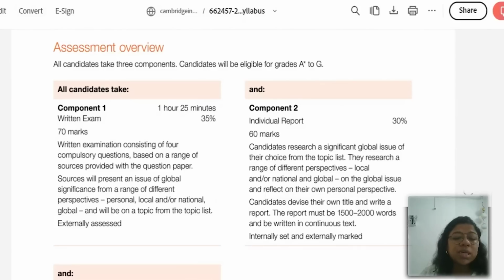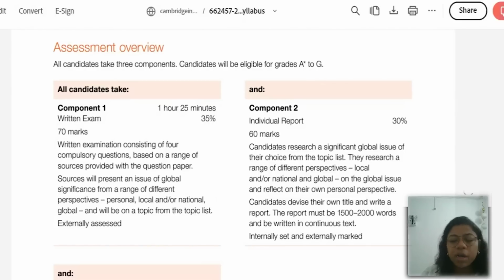The written examination consists of 4 compulsory questions based on the range of sources provided with the question paper. The source will present an issue of global significance from a range of different perspectives, personal, local, national, and will be on a topic from the topic list. So there is a topic list given by the Cambridge board, which you have to stick to the core.